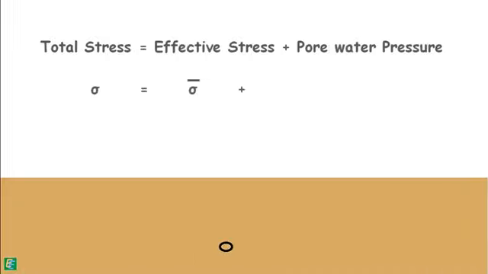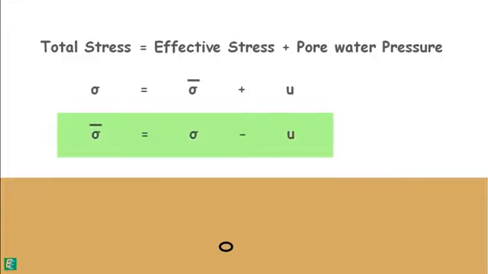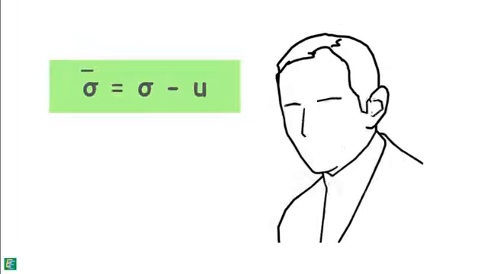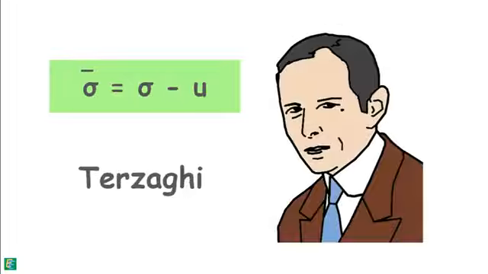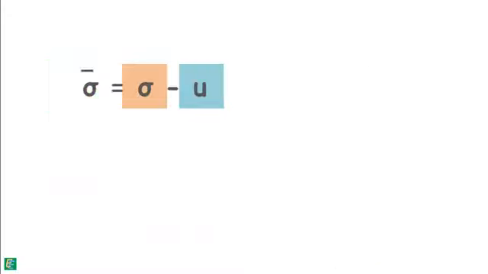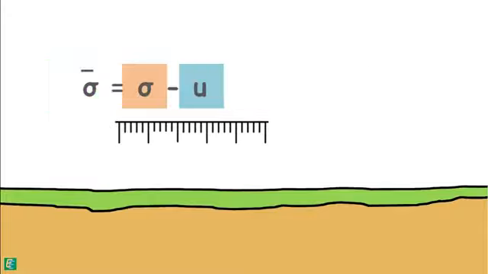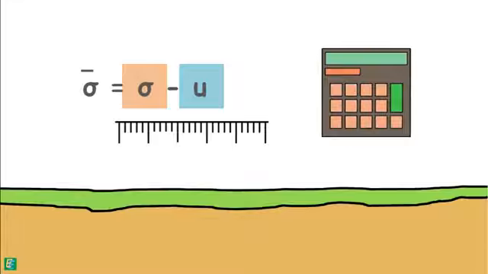We know total stress at any point within the soil mass can be written as this. From this, we can write expression for effective stress. This relationship was proposed by Terzaghi in 1936. As both total stress and pore water pressure can actually be measured in the field, we can also calculate the effective stress. Let us consider a soil mass and try to find out the effective stress at some point below the ground at depth capital H.